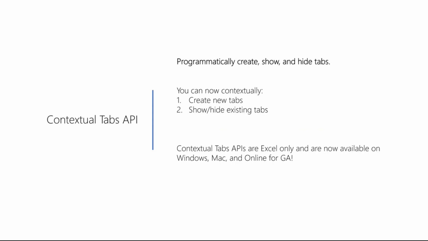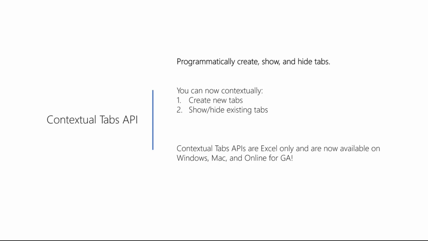Thanks, Preetika. I'll talk briefly about the Contextual Tabs API. With Contextual Tabs, you can create new tabs and show or hide existing tabs on the ribbon. This functionality was already in preview for Excel on Windows and online. We just finished up development for Mac, so now we have availability across all the different platforms, but do keep in mind that this is only for the Excel application.